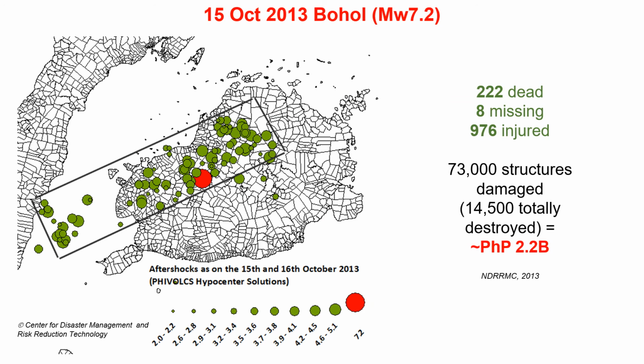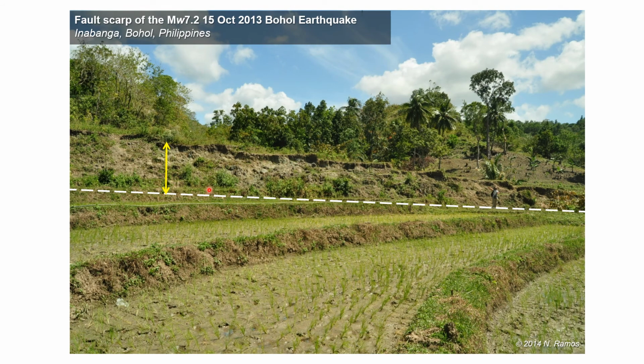And then we also have here the 2013 Bohol earthquake. So in this portion, maraming mga swarms of earthquake. But then here is the main shock, which is the magnitude 7.2 earthquake, which left 222 dead and 73,000 structures damaged by the earthquake. And then this is the fault scarp ng 2013 Bohol earthquake. So kita natin dito yung movement ng lupa.